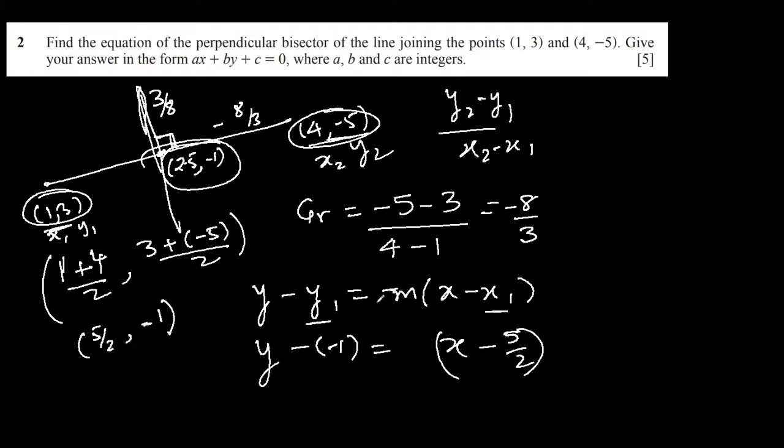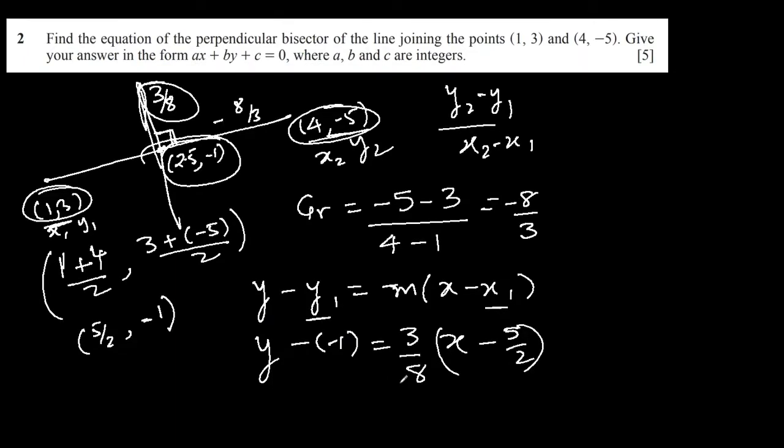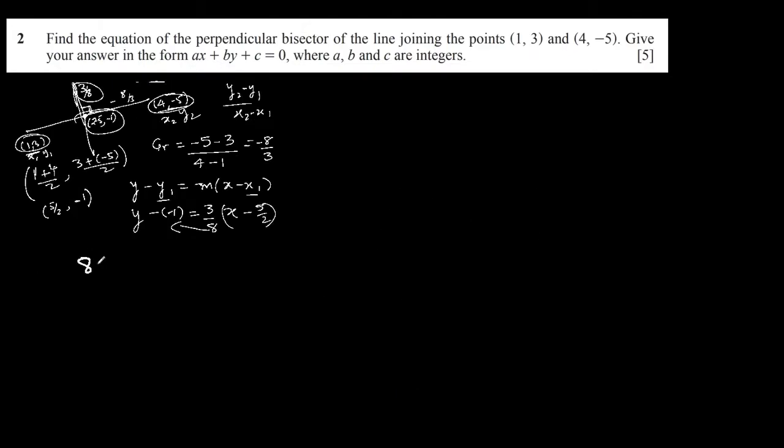And we know m also now. 3 over 8, yeah, that is the gradient. And just because they want this format ax plus by plus c, we will just rearrange it. So first let's multiply this 8 to the other side, both of them. So after cross multiplication, 8y plus 8, right? Plus 1 times 8 will be plus 8.